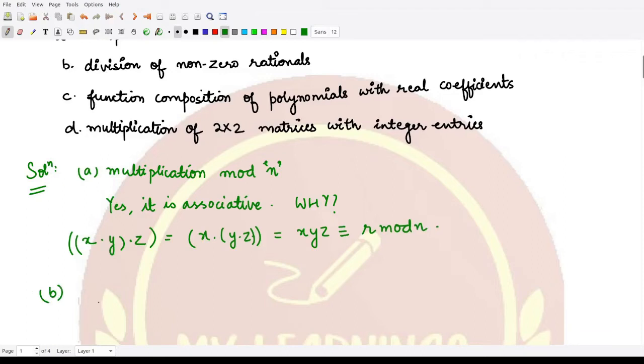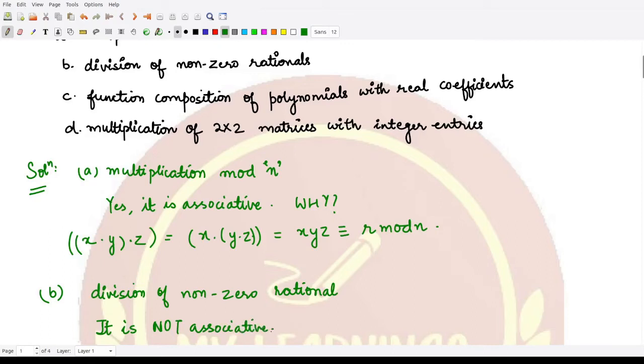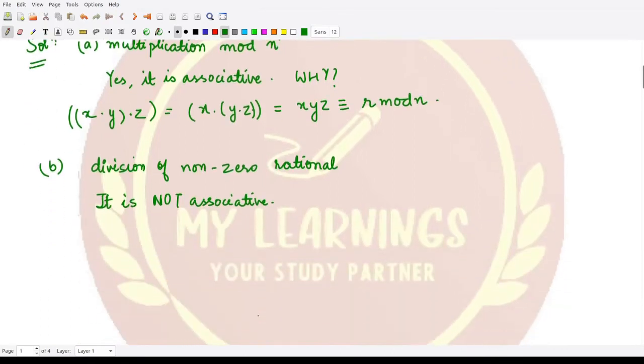The second point tells us that we need to check whether division of non-zero rationals is associative. So let me write down the operation, division of non-zero rationals. The question is, is it associative? The answer is, it is not associative. You'll see in a moment why this is so.